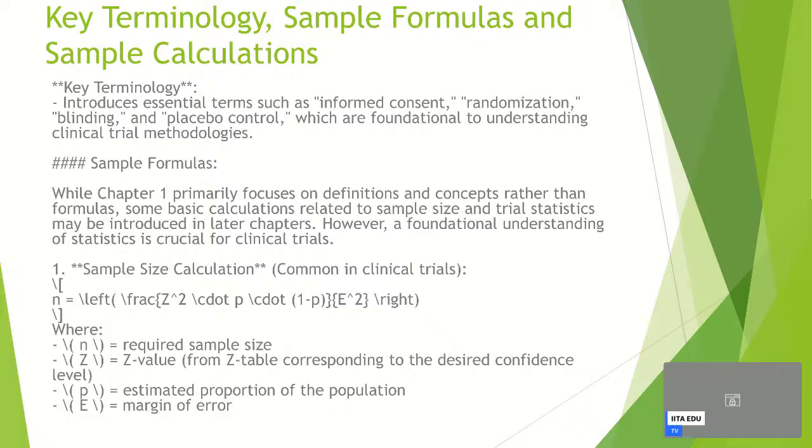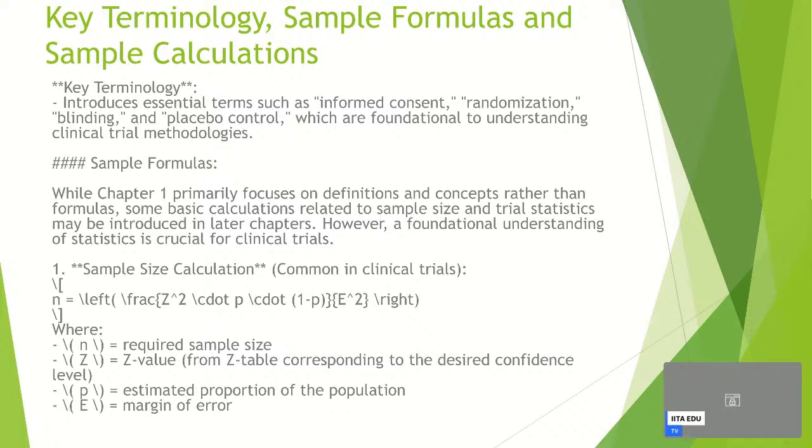Key terminologies, sample formula, and sample calculation. Key terminologies introduce terms such as informed consent, randomization, blinding, and placebo control, which are foundational to understanding clinical trials. Informed consent is very paramount. No procedure should be conducted without obtaining informed consent.